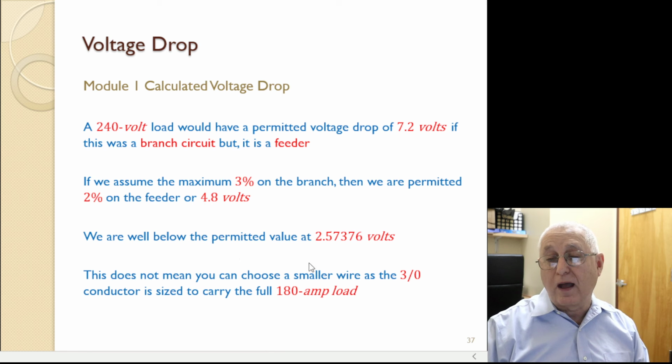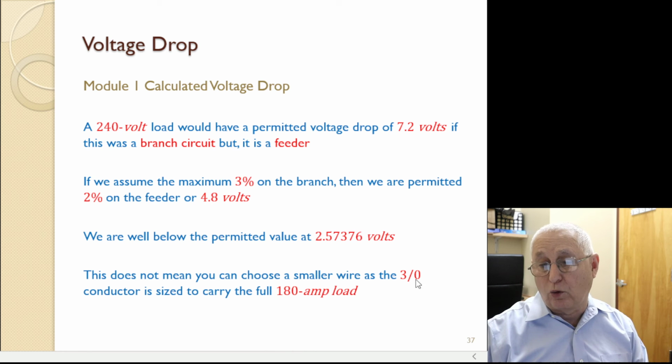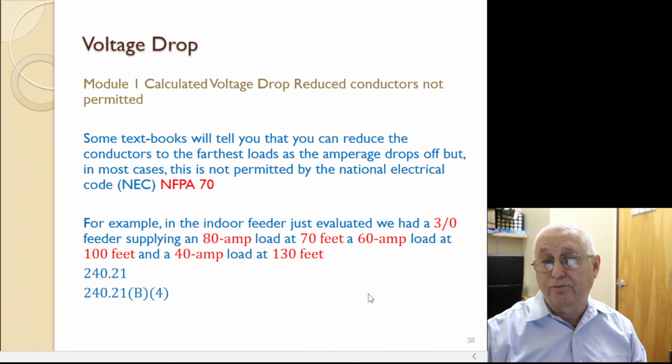But this does not mean that we can choose a smaller wire. Remember, we chose that 3/0 because if we went to Article 310.16, the ampacity table in the National Electrical Code, for a 180 amp load, 75-degree column, it would require a 3/0 conductor. We cannot make this smaller than that because it has to carry that full 180 amp load.